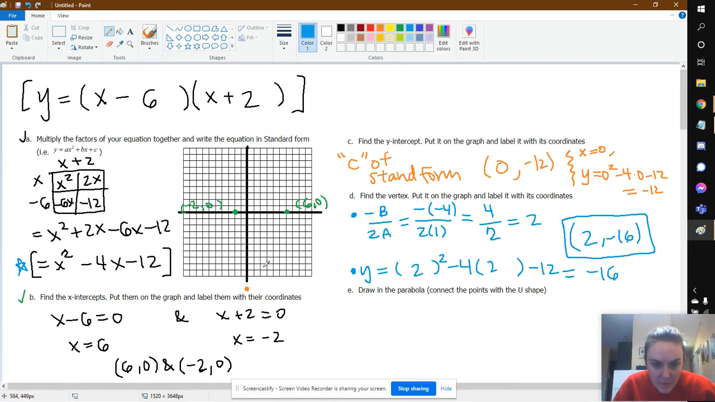And then when we graph this, it's actually way down here. So my bad on the graphs. Y'all might want to count by 2s when you do these. And then draw in the parabola, connect the points with the U shape. Oh, I actually forgot to label these ones. Let me do so. And then I'll get my fourth color and draw in my parabola.